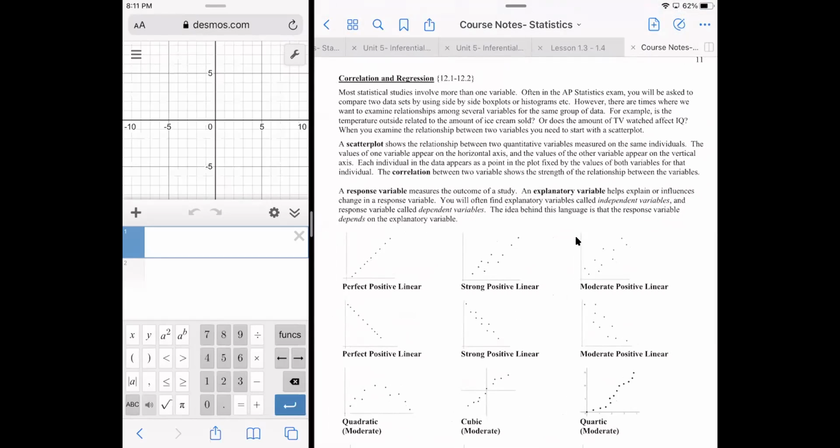However, there are times where we want to examine relationships among several variables for the same group of data. For example, is temperature outside related to the ice cream sold, which I mentioned? Or does the amount of TV watched affect IQ? Which is kind of a weird one to think about. If I watch a lot of TV, will that impact my intelligence quotient? Don't watch too much TV; it'll rot your brain. You know that old expression. Is that true? That's really what it's coming down to.